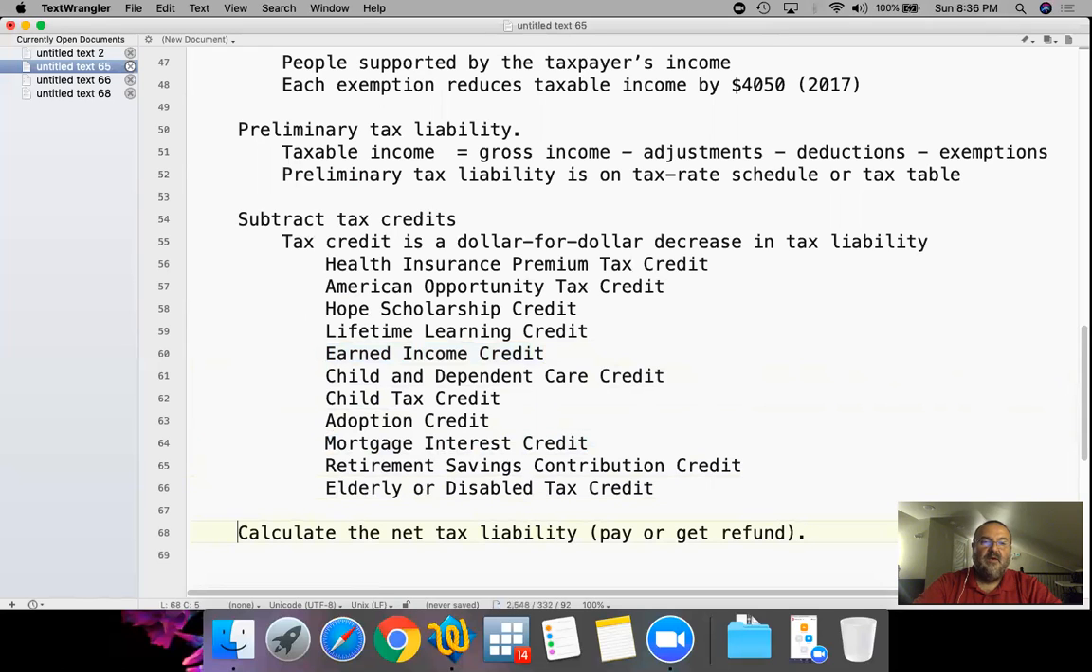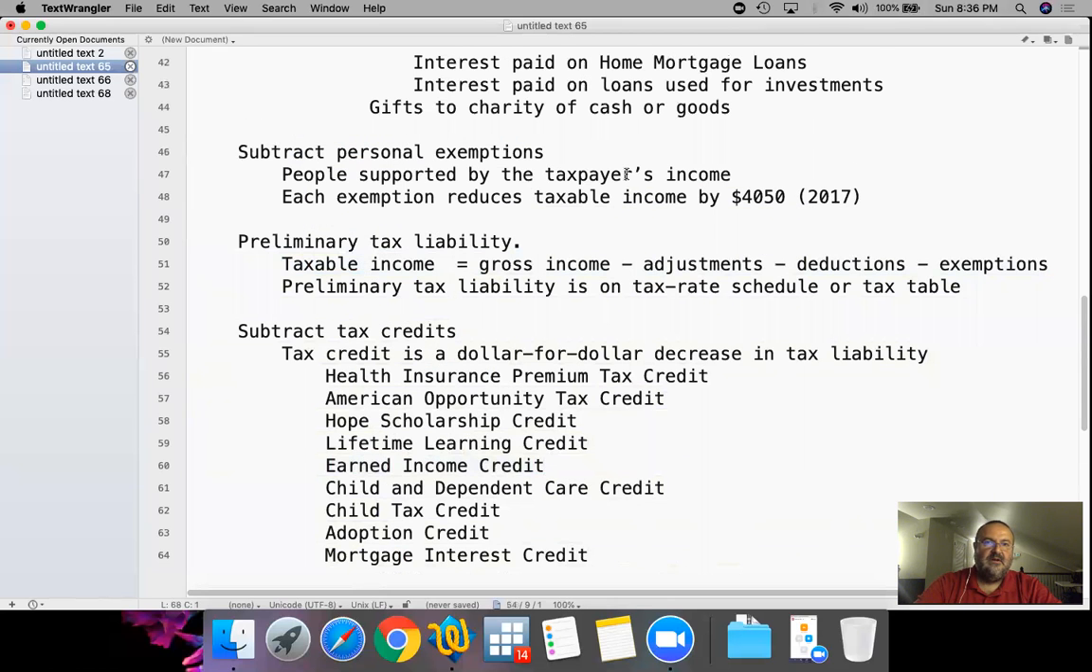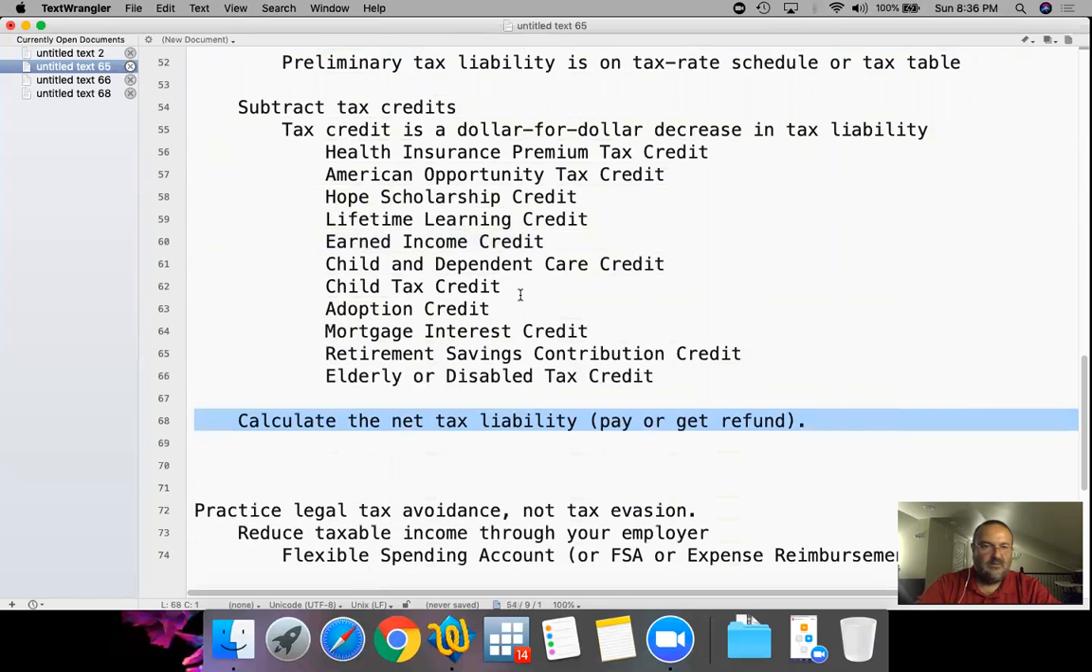Now, once you have those tax credits out of the way, your taxable income will be the gross income that you have here minus adjustments, deductions, exemptions, and then tax credits, and then you have your tax liability. Now, remember I said when you get a job, you tell them your exemptions. These are how many people are dependent on you, and so on and so forth.